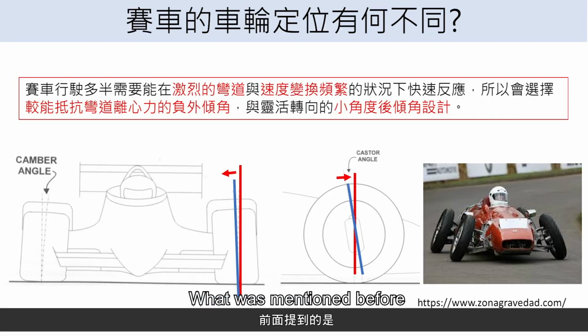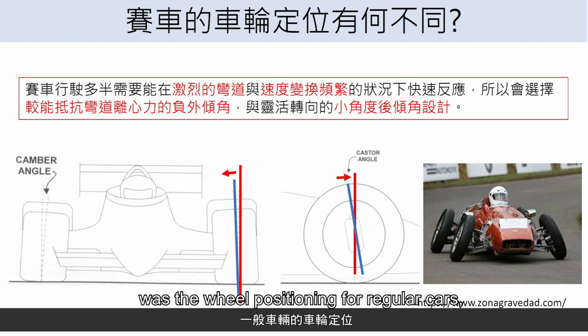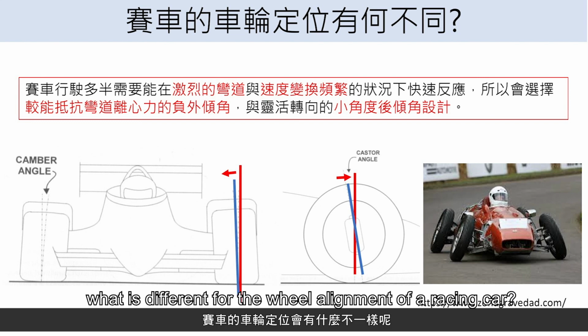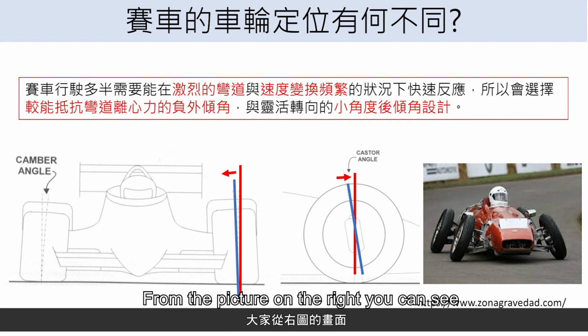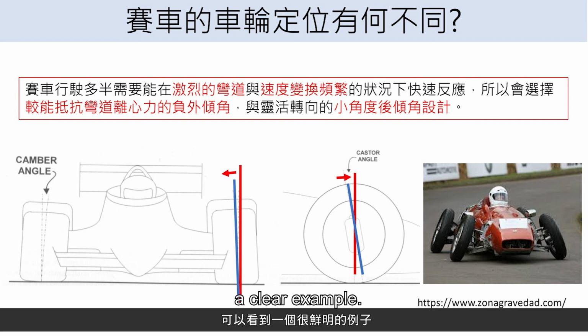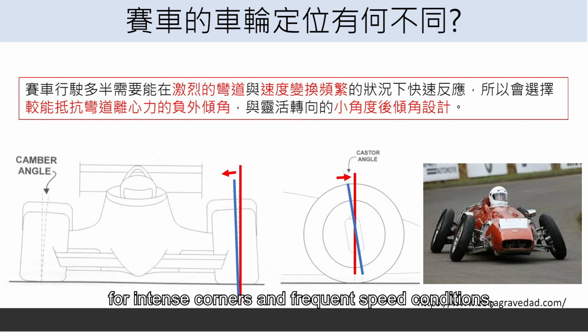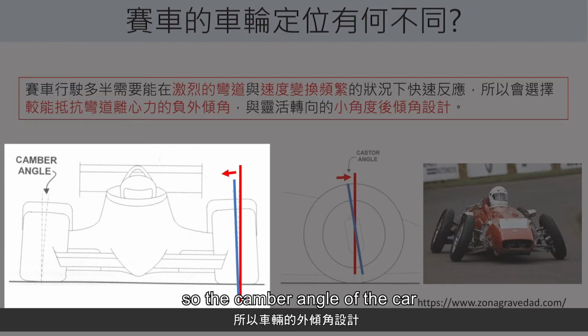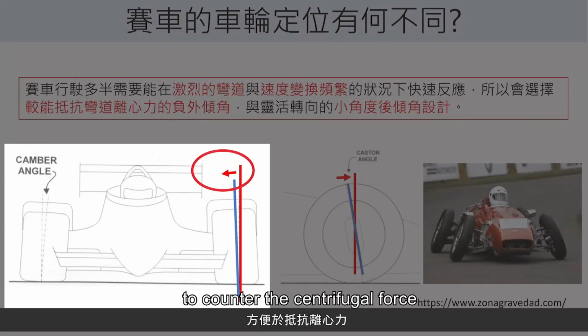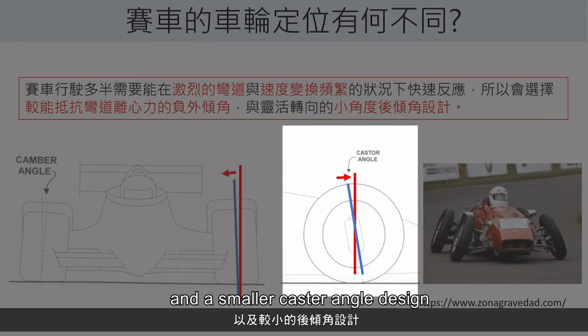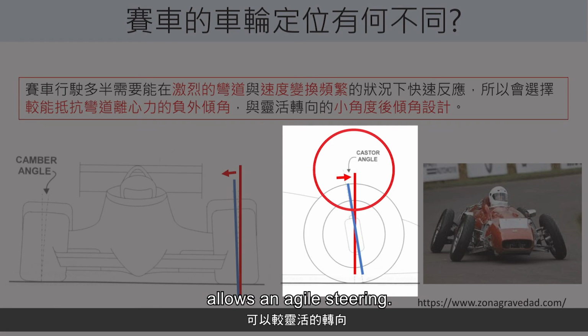What was mentioned before was the wheel positioning for regular cars. What is different for the wheel alignment of a racing car? From the picture on the right, you can see a clear example. Racing cars mostly need fast response for intense corners and frequent speed conditions, so the camber angle of the car will be designed to be negative to counter the centrifugal force that lifts the tire off the ground and causes loss of friction. And a smaller caster angle design allows an agile steering.